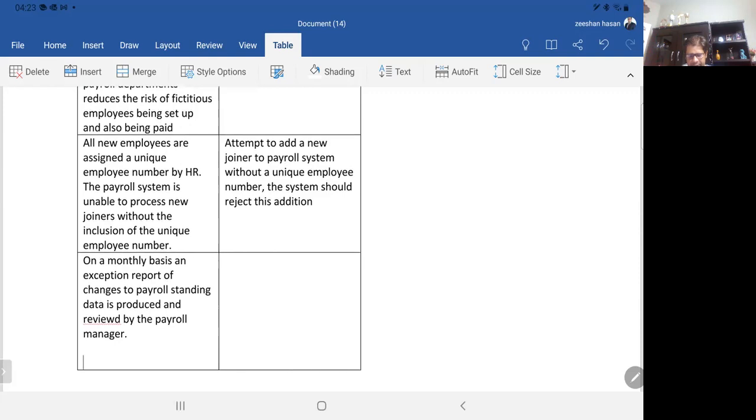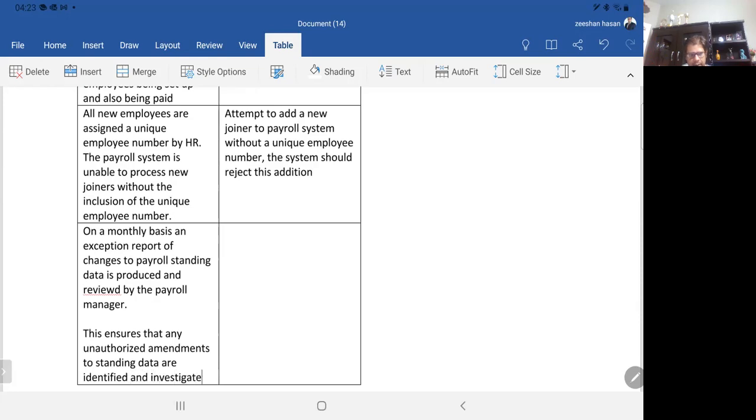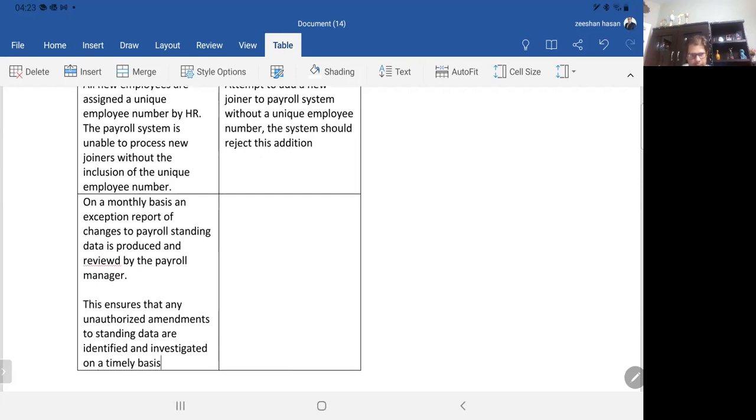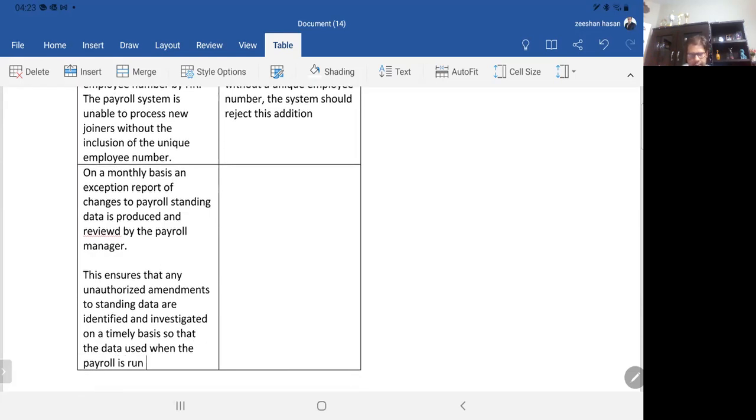Now, tell what will happen with this key control. This ensures that any unauthorized amendments to standing data are identified and investigated on a timely basis, so that the data used when the payroll is run is valid and accurate.